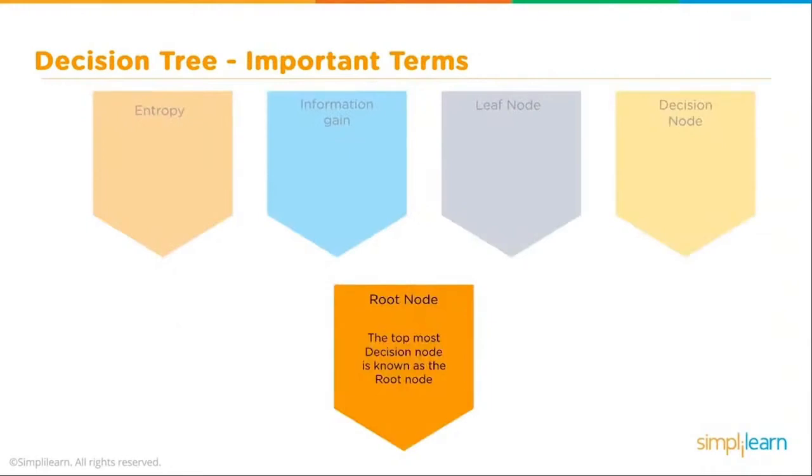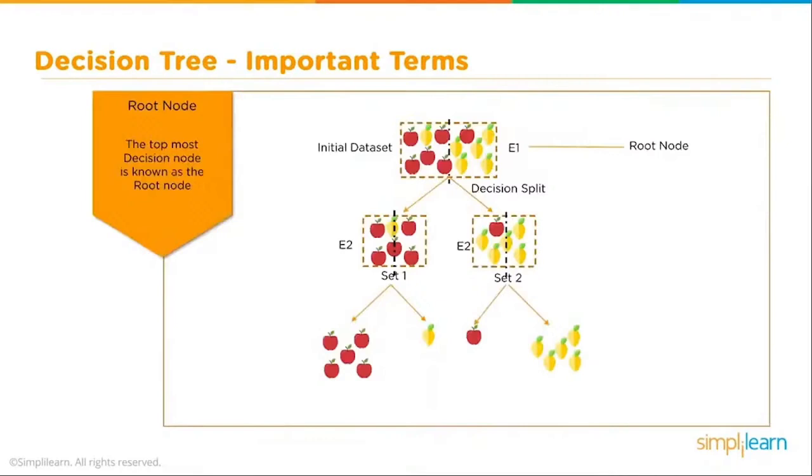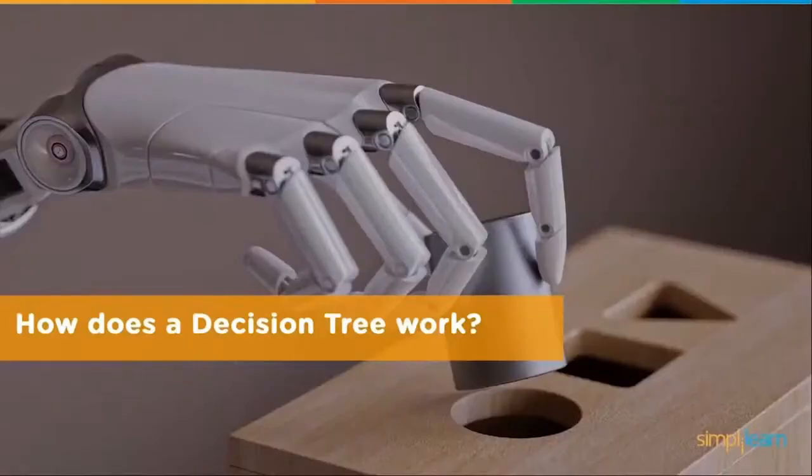The root node, the topmost decision node, is known as the root node. And this is where you have all of your data and you have your first decision it has to make, or the first split in information. So far, we've looked at a very general image with the fruit being split. Let's look and see exactly what that means to split the data and how do we make those decisions on there. Let's go in there and find out how does a decision tree work.